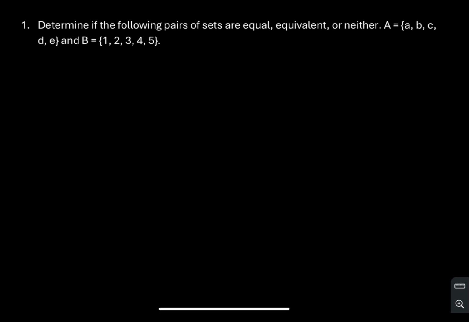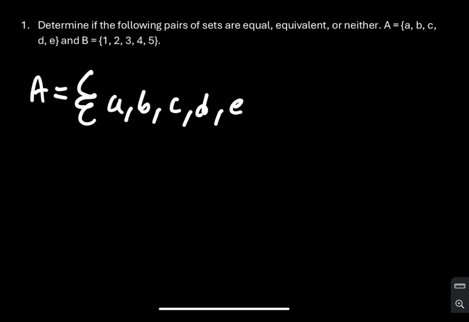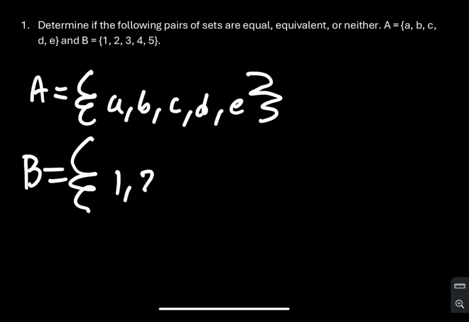In this video, we'll be learning about equivalent and equal sets. So for this first problem, it says determine if the following pairs of sets are equal, equivalent, or neither. So we have set A, which is equal to {A, B, C, D, E}. And then we have set B, which is equal to {1, 2, 3, 4, 5}.